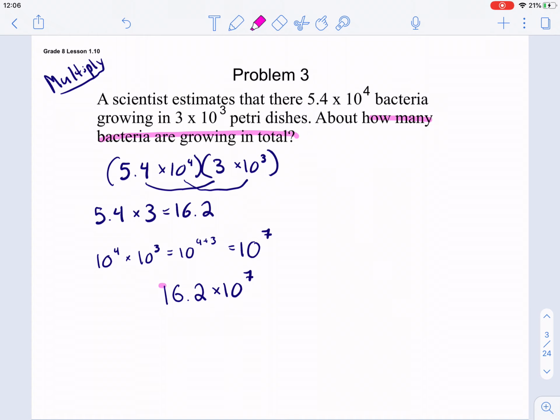Now, I see that 16.2 is not between 1 and 10, so this number is not in scientific notation. I have to move my decimal one place to the left and get 1.62 times 10. Now, since I moved my decimal one place to the left, I have to increase my exponent by 1. The 7 becomes an 8. So I get 1.62 times 10 to the 8th power.